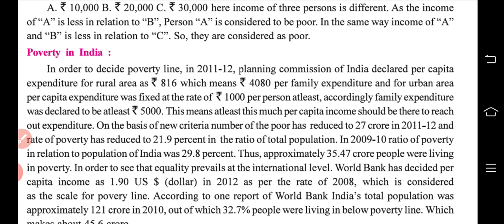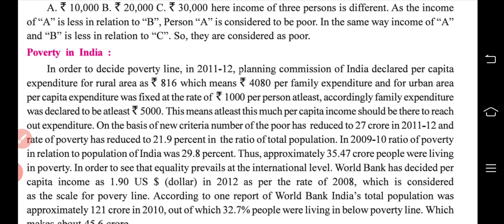So on the basis of the new criteria, the number of poor has reduced to 27 crore in 2011-12, and the rate of poverty has reduced to 21.9% of the total population. In 2009-10, the ratio of poverty in relation to the population of India was 29.8%. Thus, approximately 35.47 crore people were living in poverty.